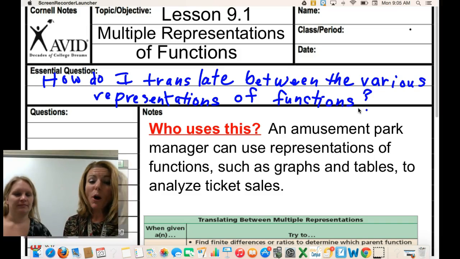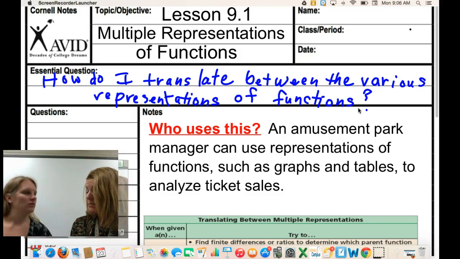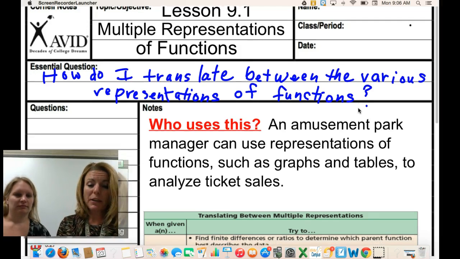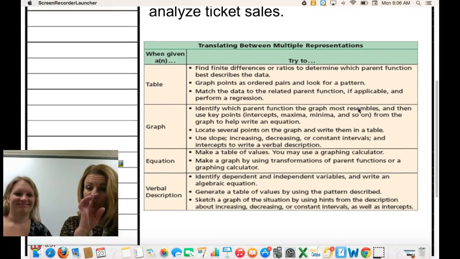Who could use this? Well, an amusement park manager can use representations of functions such as graphs and tables to analyze ticket sales, to estimate how many sales they'll have. You could use this section in your later real life. So translating between multiple representations.